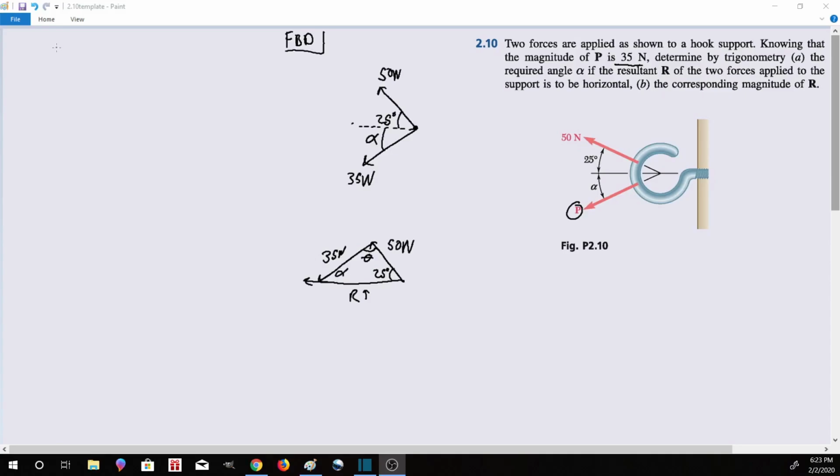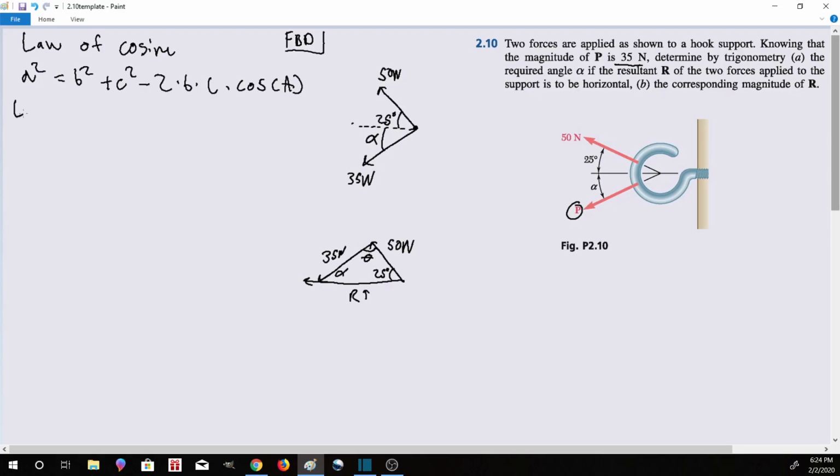So now that we have our free body diagram, we have to remember that when we're using the resultant method, we have to remember two very important trigonometry laws. The law of cosine, which states that a squared is equal to b squared plus c squared minus 2 times b times c times the cosine of the angle opposite to a.